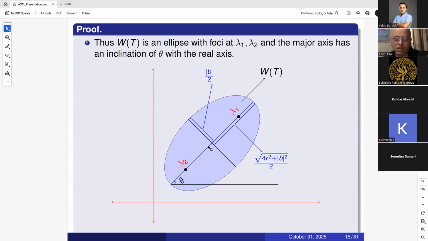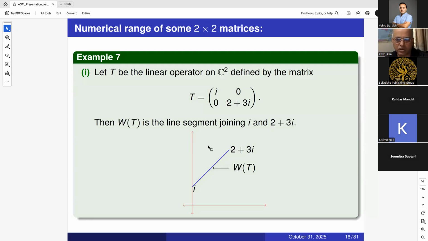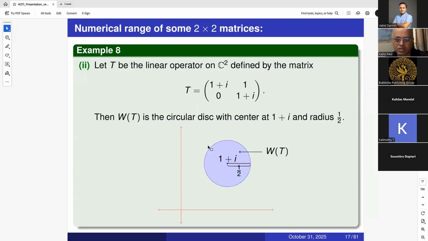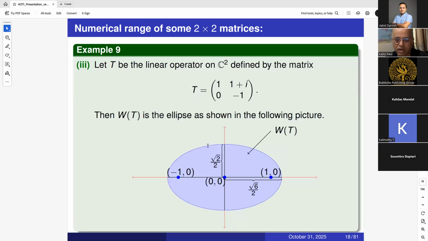Now some interesting follow-up of this question; these results will be like this. If you look at these very elementary examples, just to motivate young scholars who are there: this is a line segment joining I and 2 plus 3i. Then if you look at this one, it will be a circle, since the diagonal elements are the same. Here look at the diagonal elements, 1 plus I, 1 plus I, so it will be something like that. And if you take this one, 1, 1 plus I, 0, minus 1, then it will be something like this.